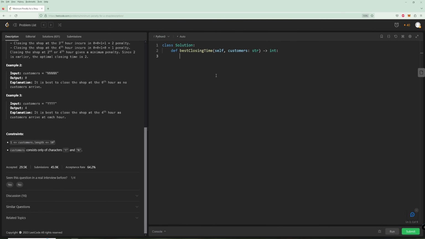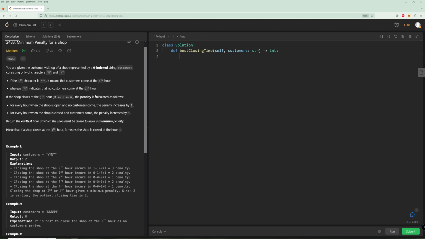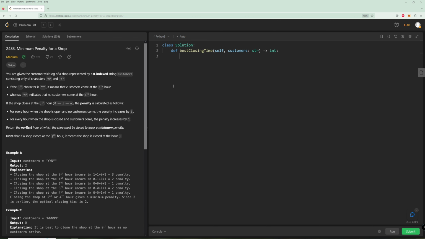So first we're going to start with getting the count of the store being open the whole time. You can loop this and just count up the number of N's. I'm just going to use a Python count. So we're going to say store open equals customers dot count N, right? So every time the store was open and no one came, that's a penalty. So we're just going to count the number of N's, and that's going to be the penalty for the store being open the whole time.